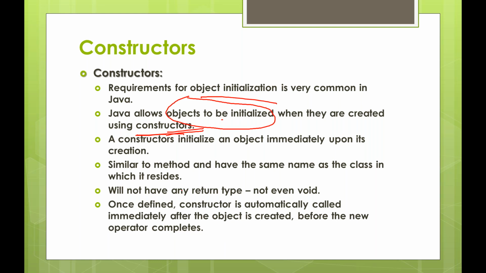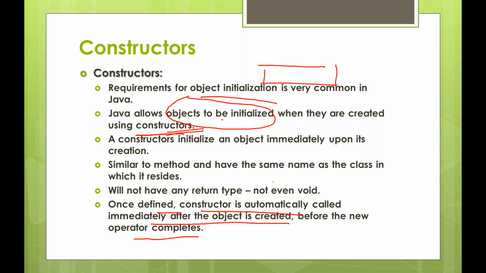So when does this actually happen? When we use the new operator, it allocates memory and then it initializes the state of the instance variables before the new operator completes. Once the constructor is defined, it is automatically called immediately after the object is created, before the new operator completes.